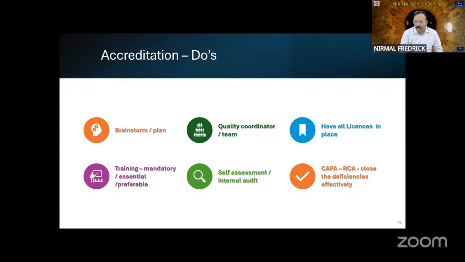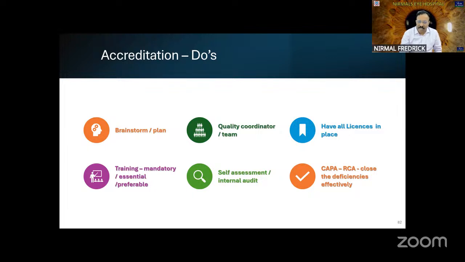Then, there are 3 types of training. One is mandatory training for NABH implementation. The second is essential training. For example, the nursing staff in the OT have to undergo infection control training, and all the staff have to undergo code red or code blue, which is the fire requirement norms. And then there are certain preferable trainings. The quality coordinator needs to undergo an NABH implementation course, or a similar course which teaches about implementation.